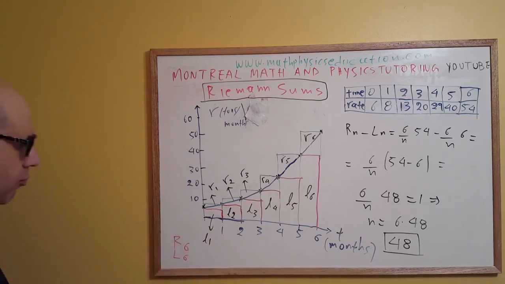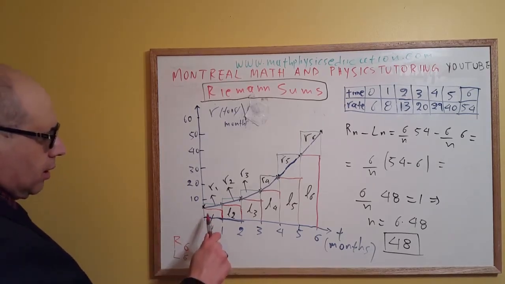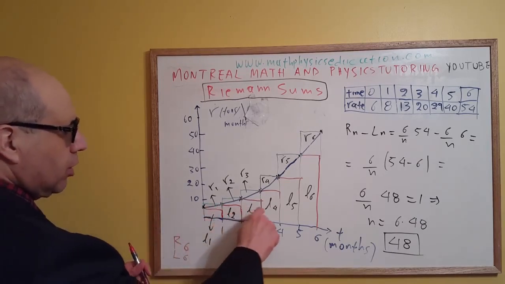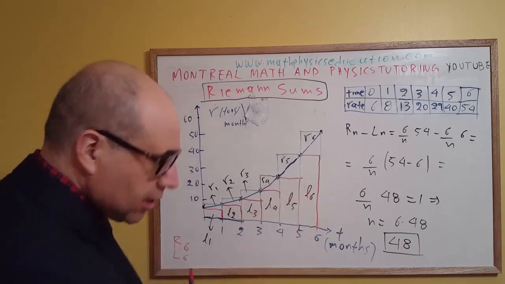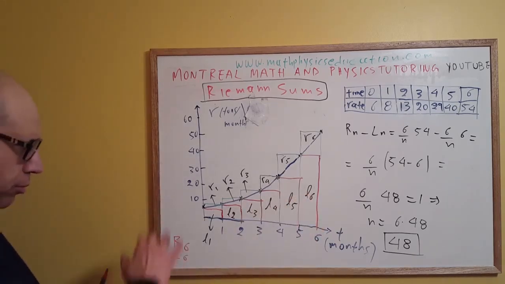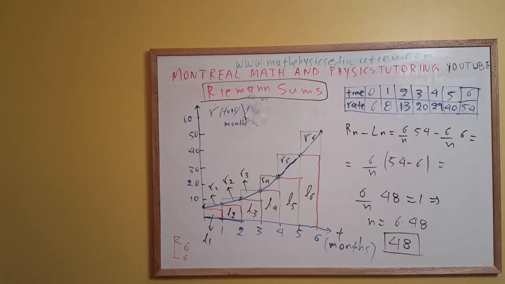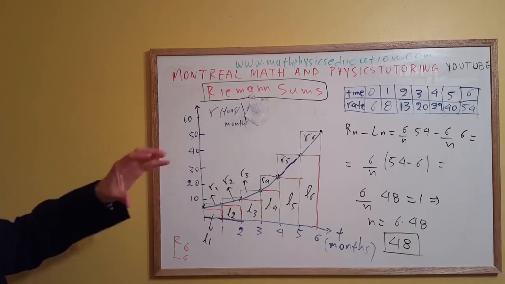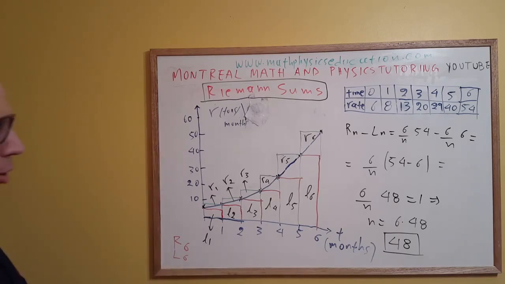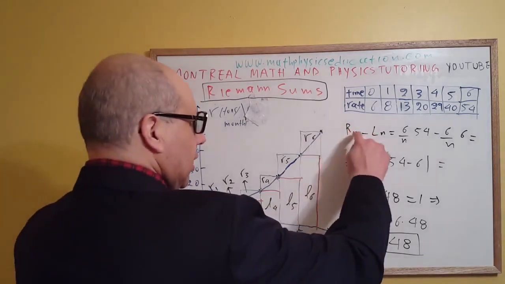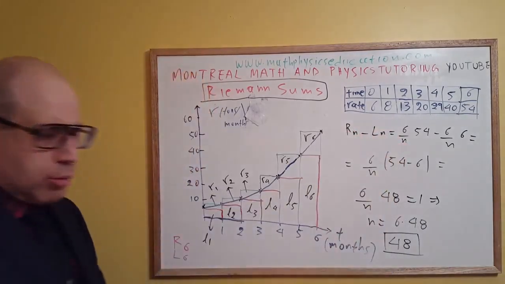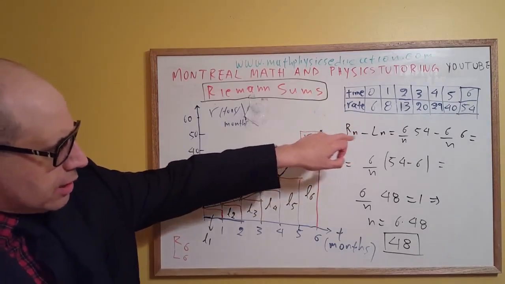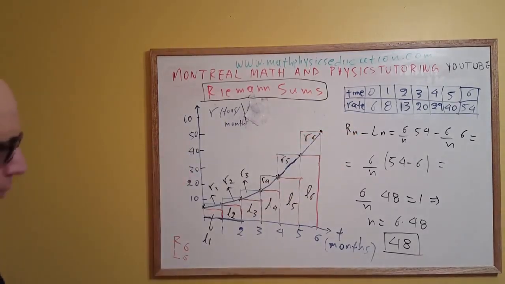If you take L6, that will include the smaller rectangles, which are L1, L2, L3, L4, L5, and L6. So what you have to do is subtract them, to create this Rn minus Ln, in order to find the n for which this difference is equal to exactly 1 ton.